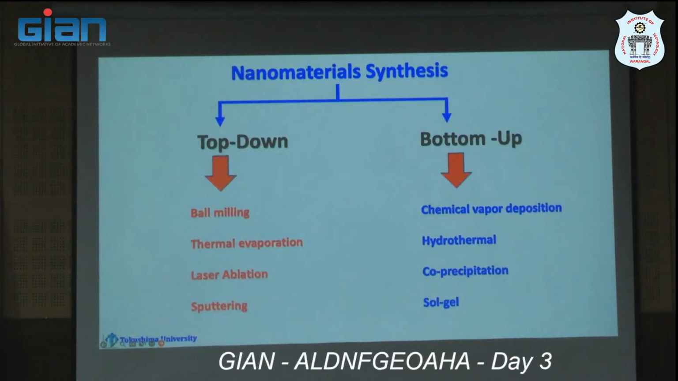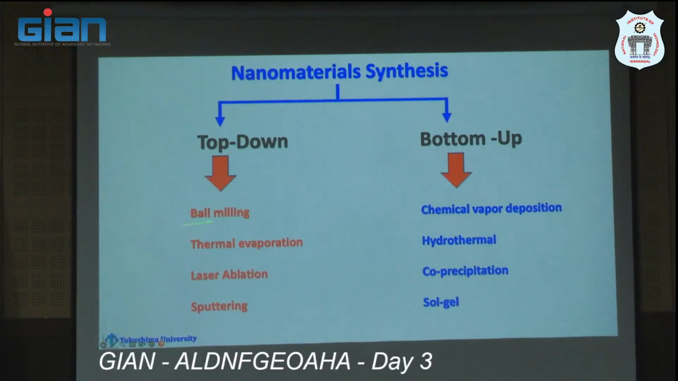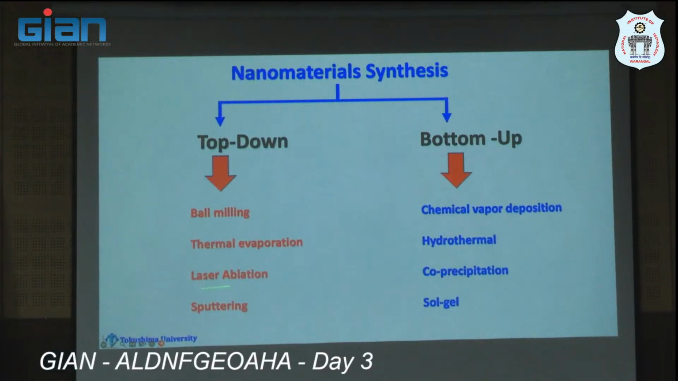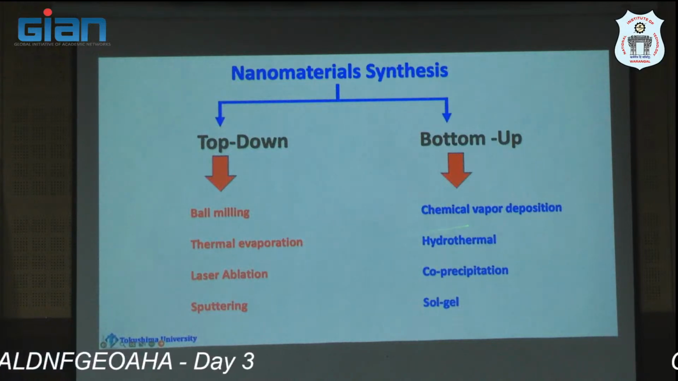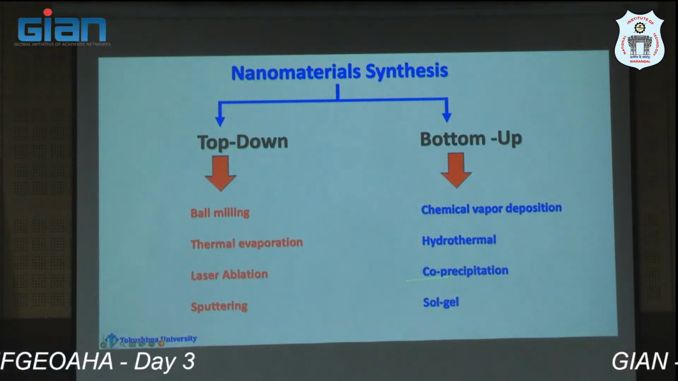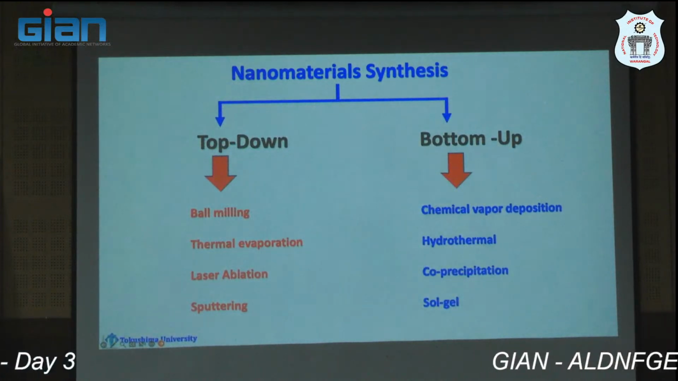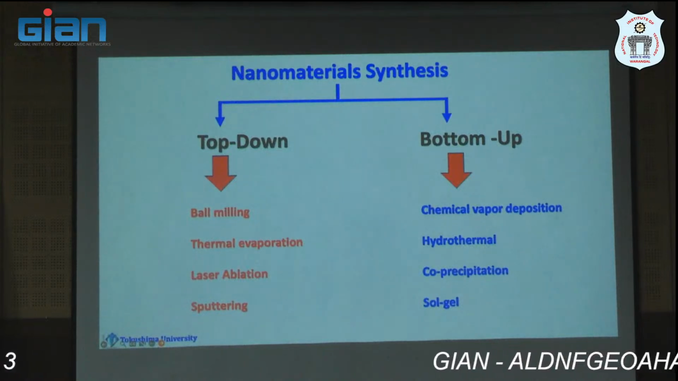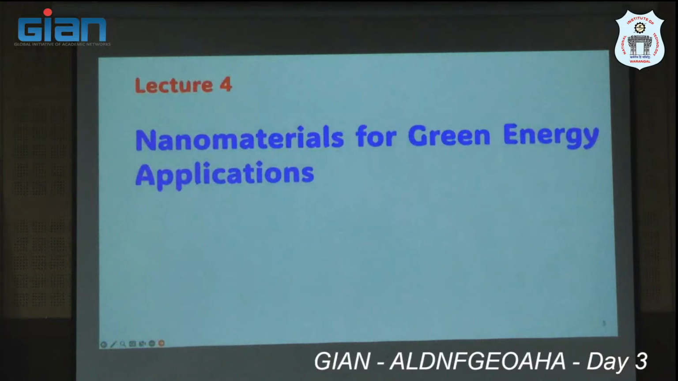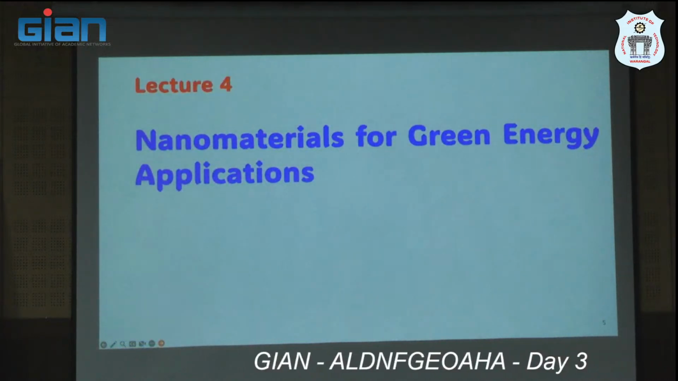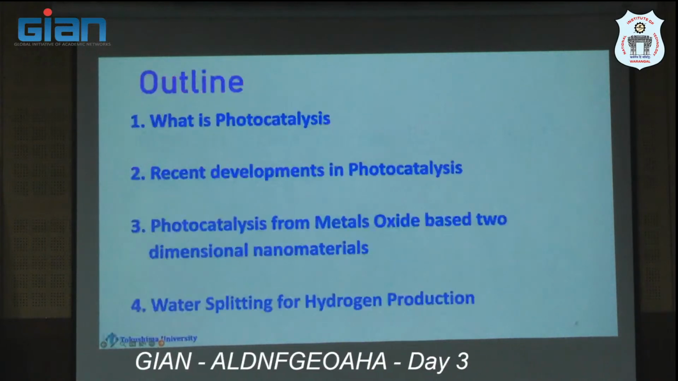And this is the last slide of yesterday's review. What we learned yesterday were ball milling, thermal evaporation, laser ablation, and sputtering. Then chemical vapor deposition, the hydrothermal method, and the co-precipitation method, and last was sol-gel. These are widely used techniques to synthesize nanostructures. Now coming to today's talk about green energy, applications in green energy.